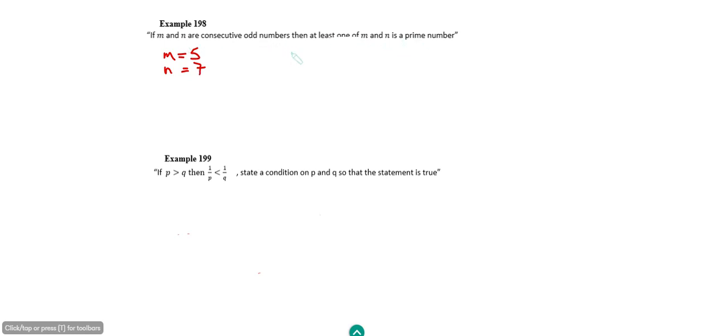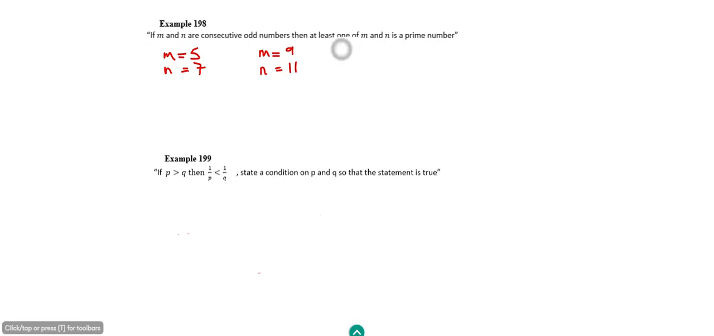So that's no good. To give ourselves a chance of disproving this, we want to actually pick the first number, m, as a non-prime number. So I'm going to pick 9. But when I look for what n is, it's 11. So that's no good because n is a prime number. So we still haven't managed to disprove this by a counterexample.